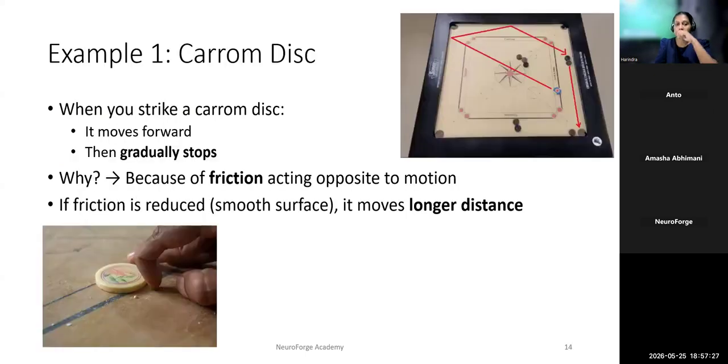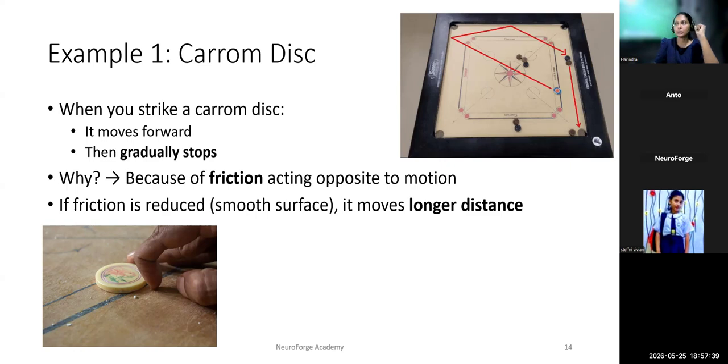Okay, what is the first example? First one, carom disc. When you strike a carom disc, it moves, then slowly stops. Why? This is due to the frictional force. So it can move a longer distance if the friction is reduced. That's why we apply powder to the carom board to reduce the frictional force.